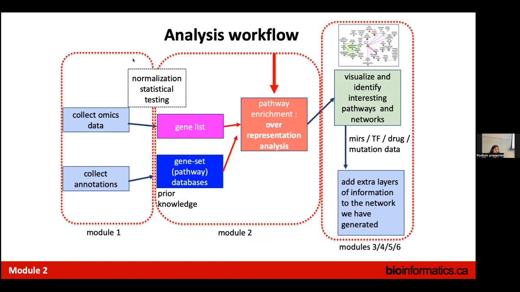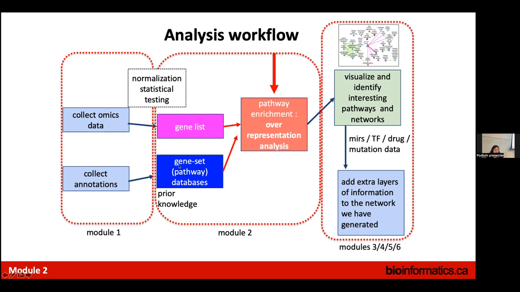This is how the module integrates with the full workshop. Gary talked today and in the pre-recorded video about the gene list, how to get your gene list, the different pathway databases, and some examples of pathway analysis. For the pathway enrichment, we start with two elements. The first element is the gene list, coming from your statistical analysis where you remove your noise. The second element is the pathway that comes from prior knowledge stored in pathway databases.